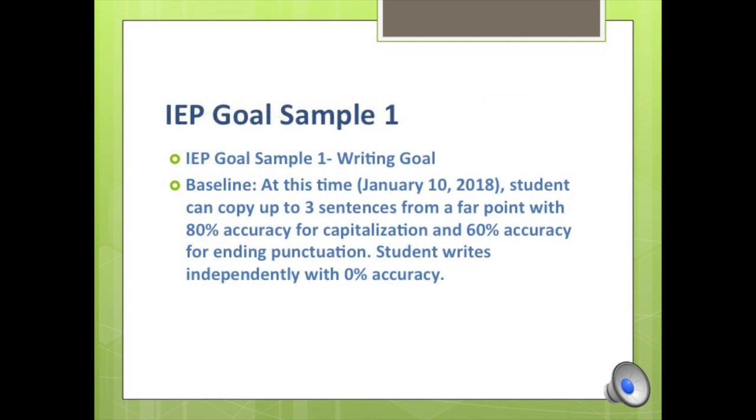Okay, now for the fun stuff. Let's actually write an IEP goal. Here's sample 1. It's going to be a writing goal. Here's our baseline. At this time, student can copy up to 3 sentences from a far point with 80% accuracy for capitalization and 60% accuracy for ending punctuation. Student writes independently with 0% accuracy.